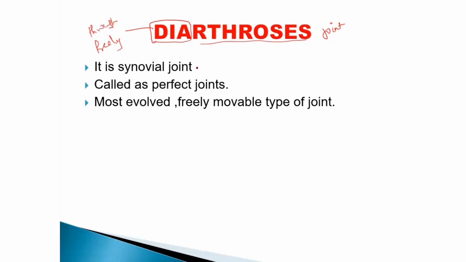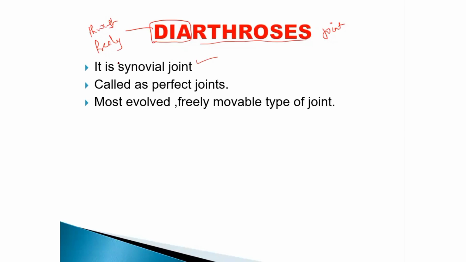Then we have the most important joint, which is called diarthrosis. Dia basically means through or freely. These are freely movable joints. The joints which are freely movable are called diarthroses. There are many joints present in diarthrosis. The very first, let's talk about this.